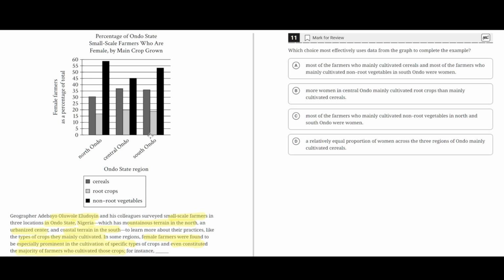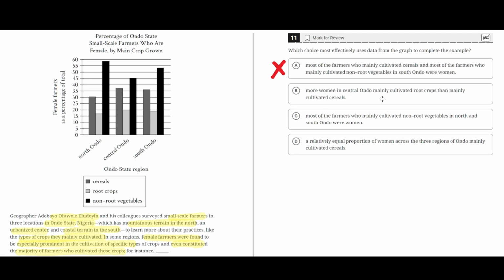So in South Ondo, you see this part of the graph, it says that most of the farmers who mainly cultivated cereals, so this gray bar, were women. But this is incorrect because only 36% of cereals were cultivated by women, while the rest were by others. So A is incorrect because most of the women did not cultivate the cereals in South Ondo.